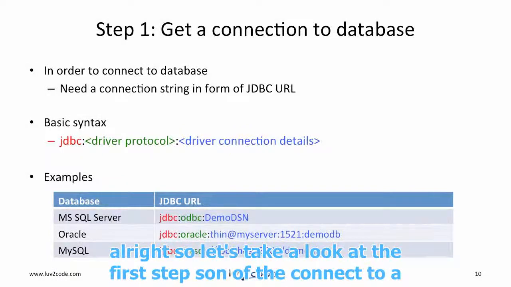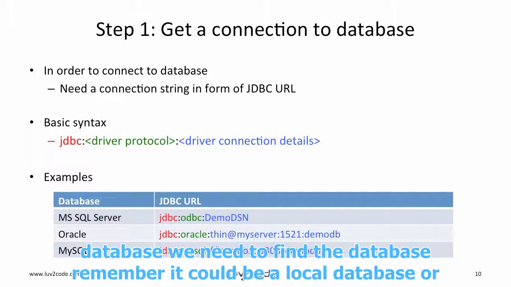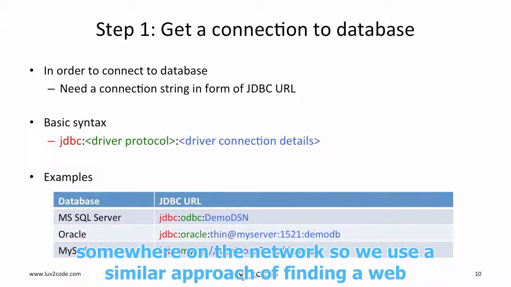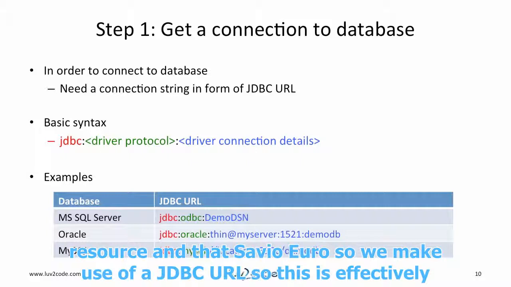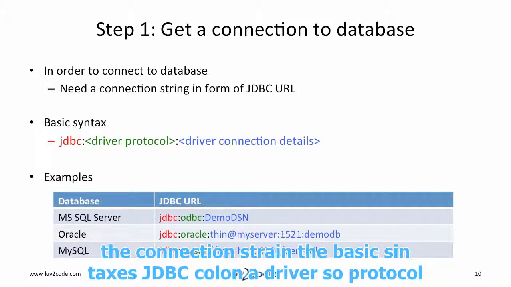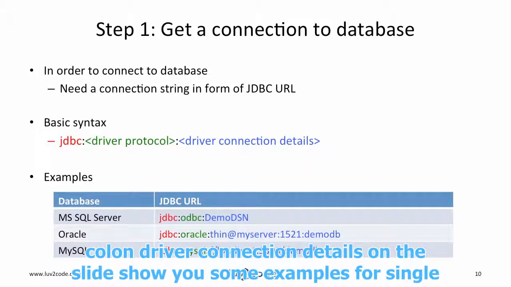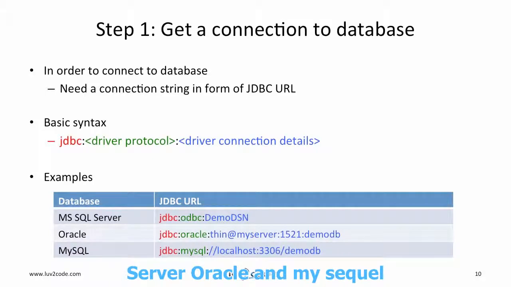All right, so let's take a look at the first step. In order to connect to a database, we need to find the database. Remember, it could be a local database or somewhere on the network. So we use a similar approach of finding a web resource, and that's via URL. So we make use of a JDBC URL. So this is effectively the connection string. The basic syntax is jdbc : a driver subprotocol : driver connection details. On this slide, I'll show you some examples for SQL Server, Oracle, and MySQL.